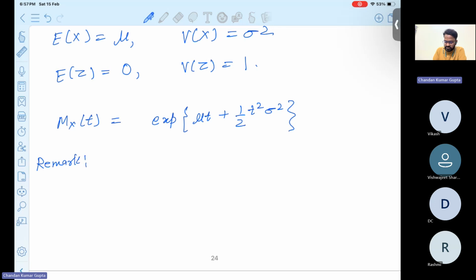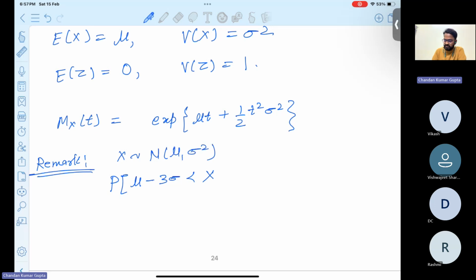There is one more remark for the normal distribution. There are lots of remarks actually. Suppose X is normally distributed with parameters mean mu and sigma square. Then within the limits mu minus 3 sigma to mu plus 3 sigma, the possible probability distribution lies within the 3 sigma limit, and this is nothing but 99.73% of the data included within the 3 sigma limit if the random variable follows the normal distribution. Okay, so we have much information regarding this.